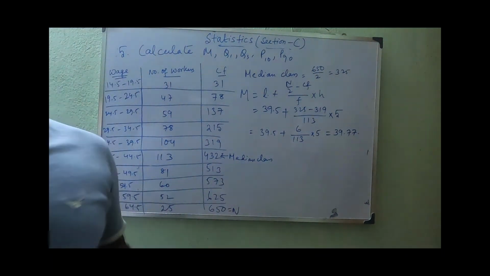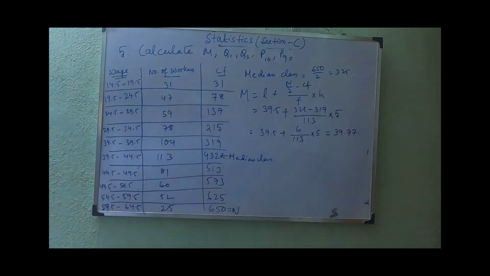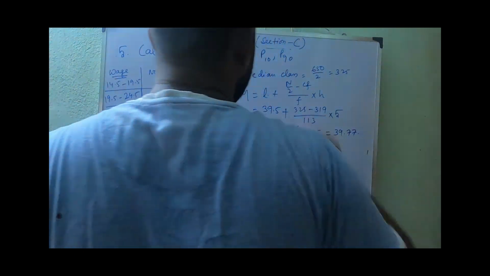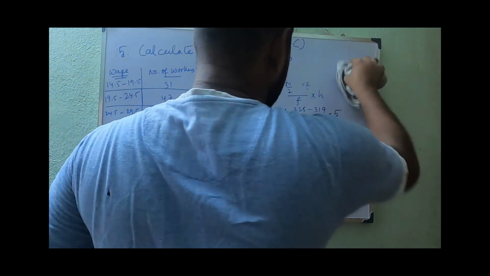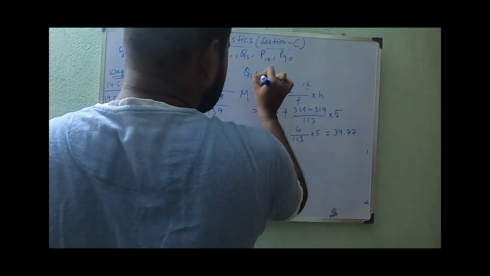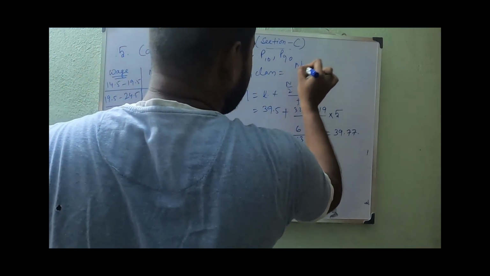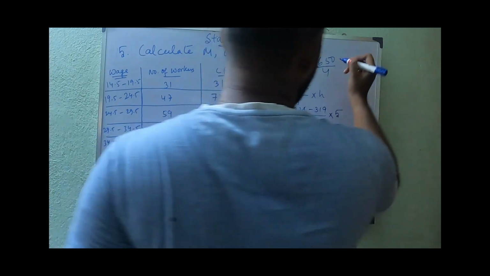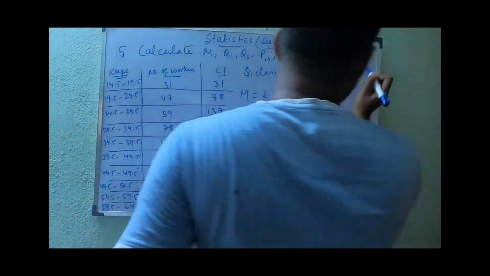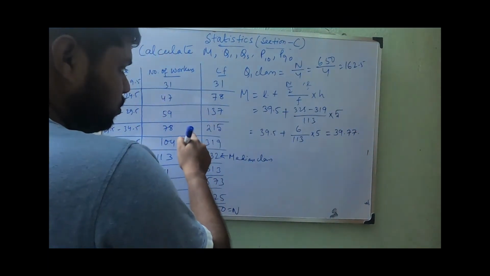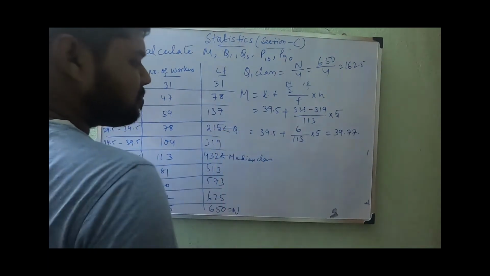Fine. Then the next one, let us try finding the lower quartile. For the lower quartile, we have to find the lower quartile class, the Q1 class. That will be N by 4, that is 650 by 4, which is 162.5. So any class containing this cumulative frequency or more. So I guess this is your Q1 class.